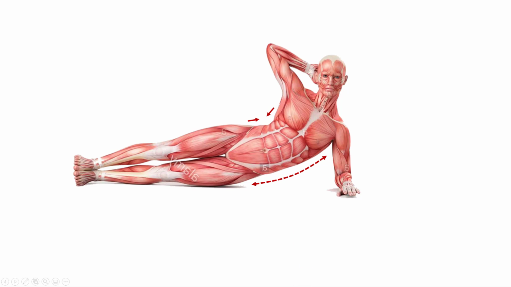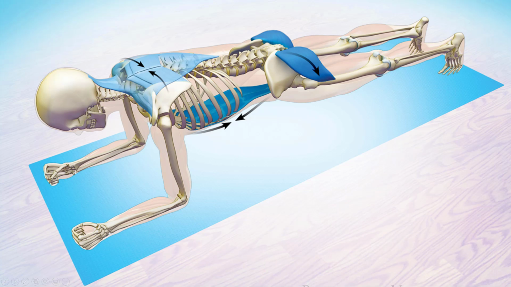So if we go through and look at some of these exercises here, we see a plank position, and you can see the anterior chain, the abdominals, and the obliques coming in to contract.